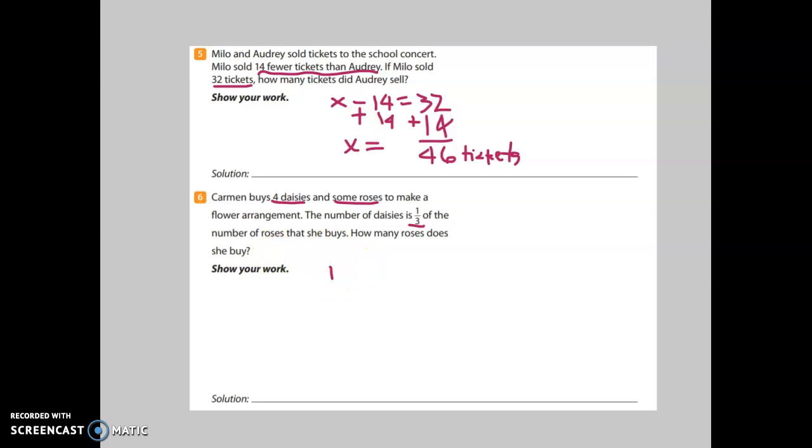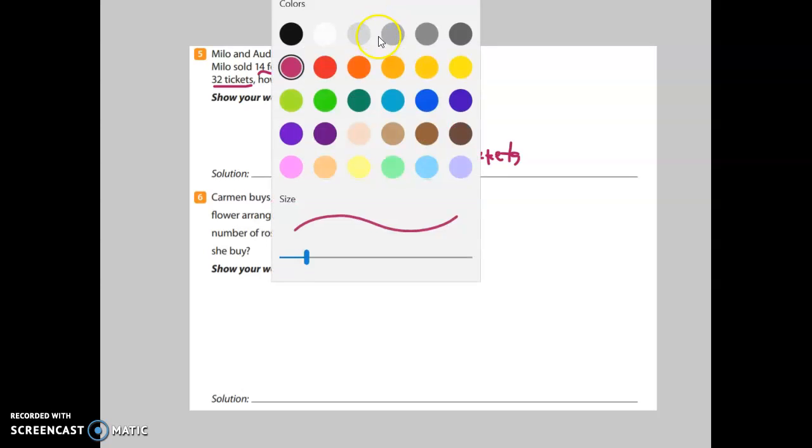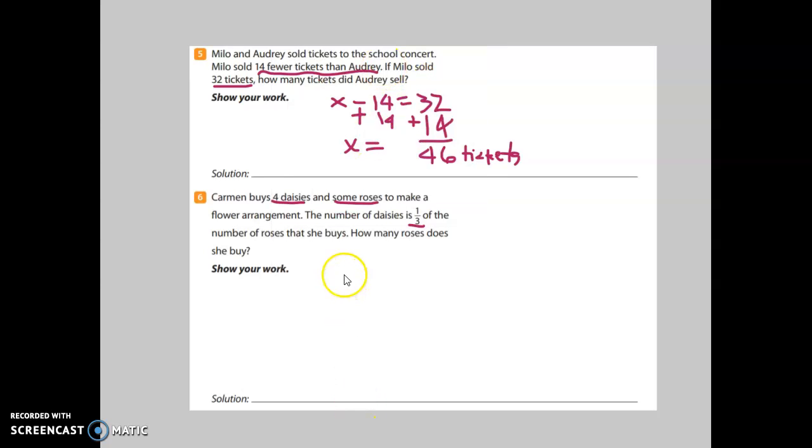So, I need to use a different color. So on one side of our equation, daisies, we have 4 daisies. And then on the other side, we have 1/3, and we have our variable, which is going to be R for roses.